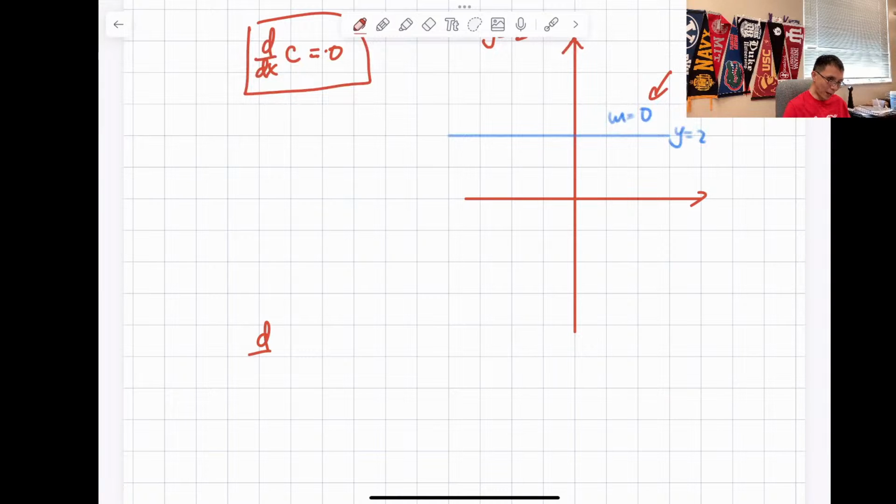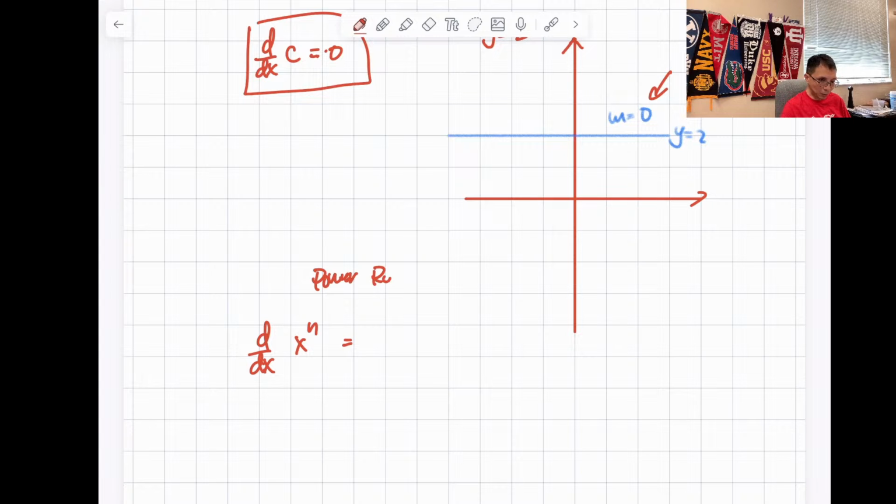Okay, so what about d/dx of x to the n? A lot of you wish I had taught you this a long time ago. But I know some of you are weak in algebra, so I needed you to know how to do the definition of the derivative, how to do conjugates, and how to combine fractions. But now we can teach you a shortcut. It's called the power rule.